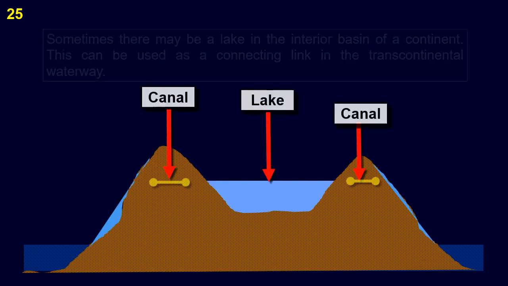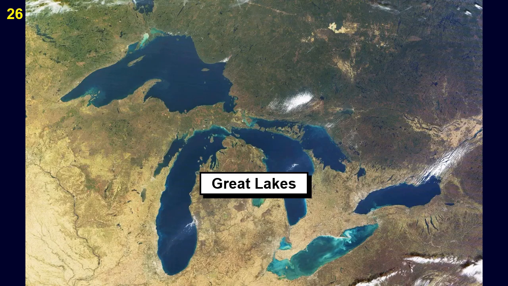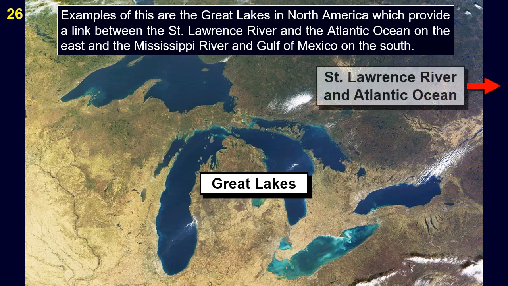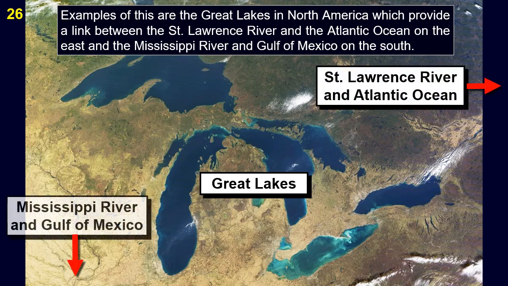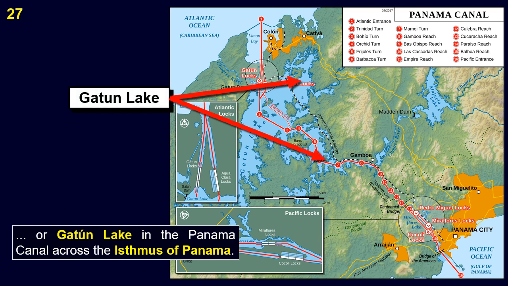Sometimes there may be a lake in the interior basin of a continent. This can be used as a connecting link in the transcontinental waterway. Examples of this are the Great Lakes in North America, which provide a link between the St. Lawrence River and the Atlantic Ocean on the east, and the Mississippi River and Gulf of Mexico on the south. Or Gatun Lake and the Panama Canal across the Isthmus of Panama.